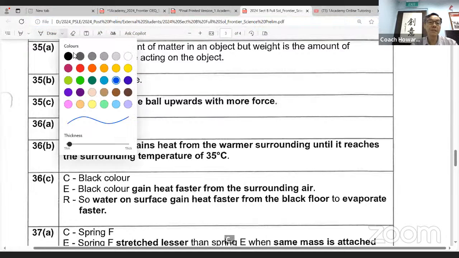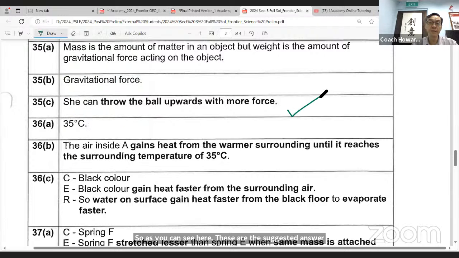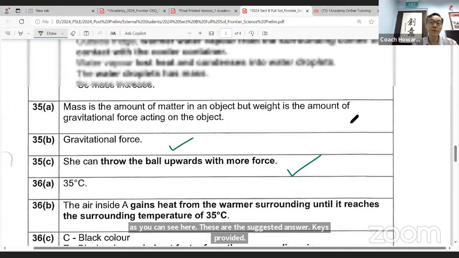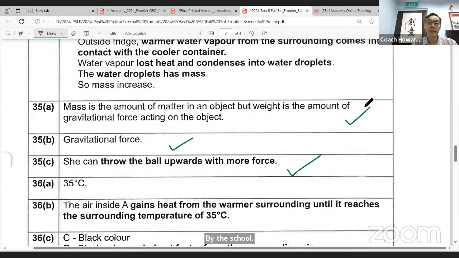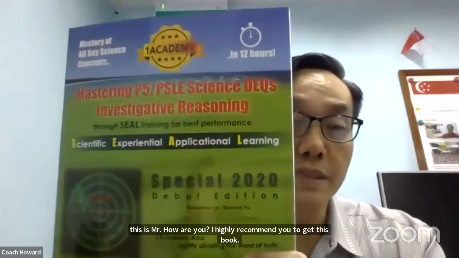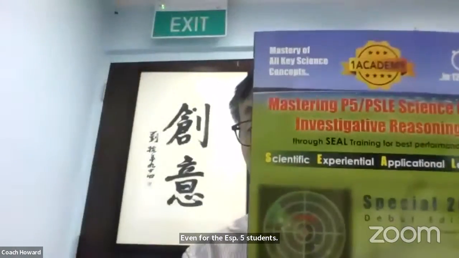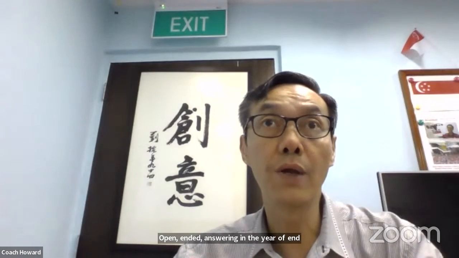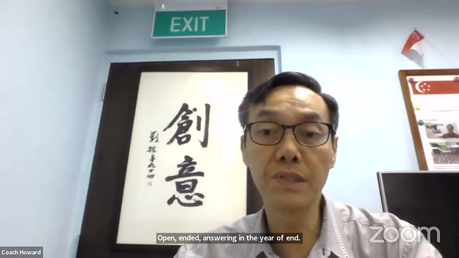As you can see here, these are the suggested answer keys provided by the school. These three questions we have dealt with earlier. So I highly encourage those who have missed purchasing this book, it's very useful. I highly recommend you to get this book. Even for this year's P5 students, it's very relevant, because if you're preparing for P5 open-ended answering in the year-end examination, previously called SA2. So let's continue.